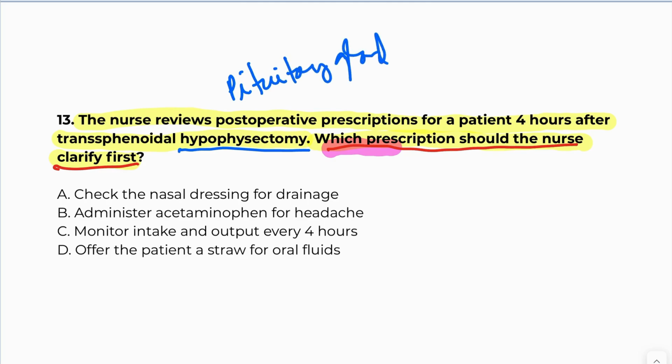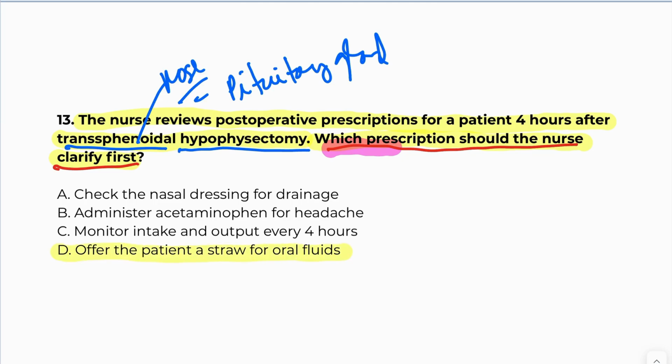And instead of going through the head, they go transsphenoidally, meaning towards the nose, right? So the patient has surgery on the pituitary gland, but they went through the transsphenoidal approach. So what is the thing post-operatively that you really need to know about this? The correct answer here, the prescription that the nurse should question first, in my question it says clarify first, is letter D.